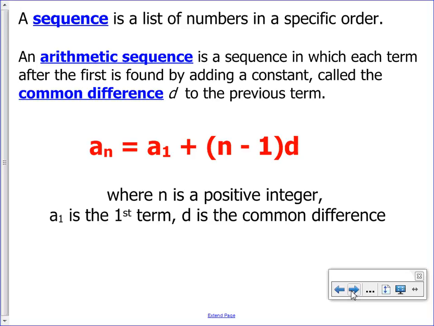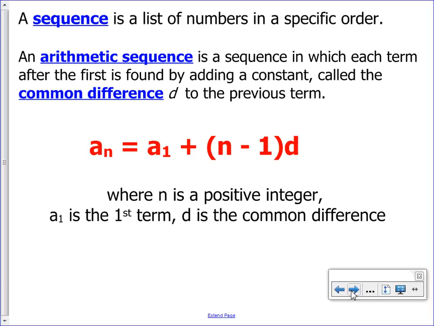So the pattern for an arithmetic sequence is you add the same number every time. That number can be positive or negative, so it's the same thing as subtracting the same thing every time. Addition and subtraction are basically the same thing. That thing is called the common difference.